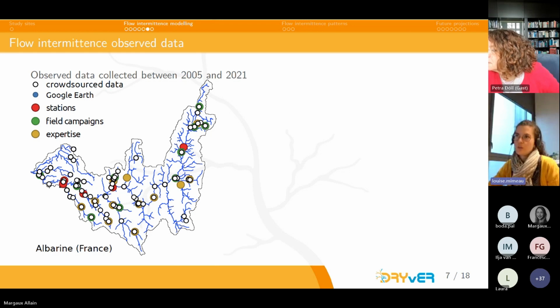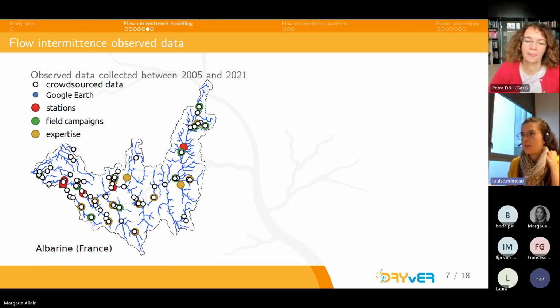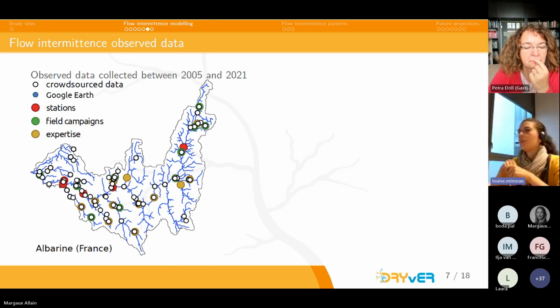For some catchments, especially the Spanish catchment, we also use data from Google Earth images because in our catchment in south of Spain, there's very low vegetation, and from the satellite images, we can see if the rivers are actually flowing or dry. We also used data from hydrological stations. So these are the points in, for example, in red here in the Albarine catchment. So for stations, we have not a lot of stations in the catchment, but we have very long time series of data.